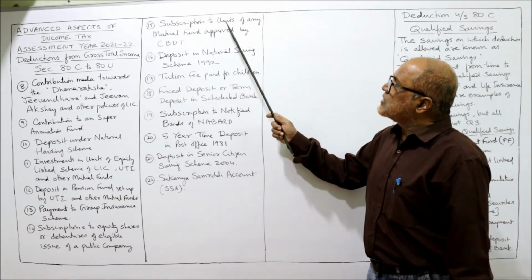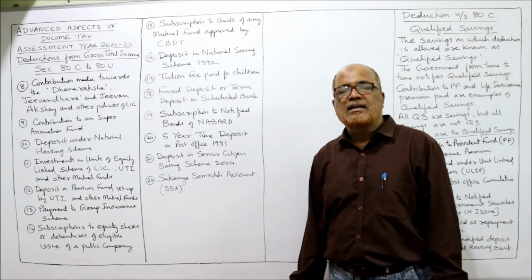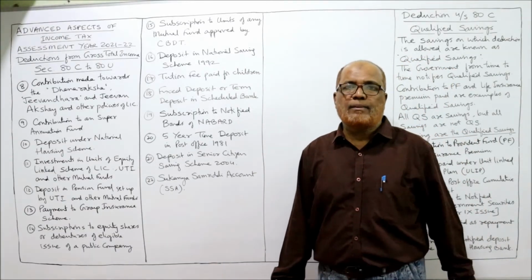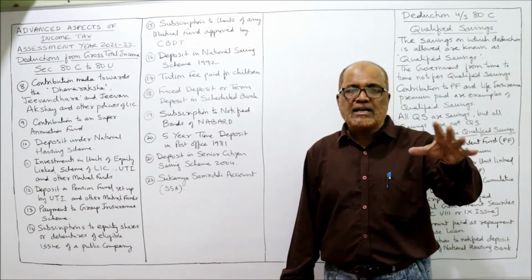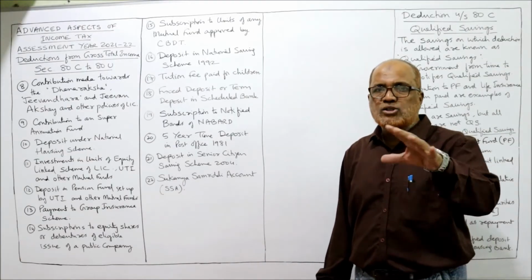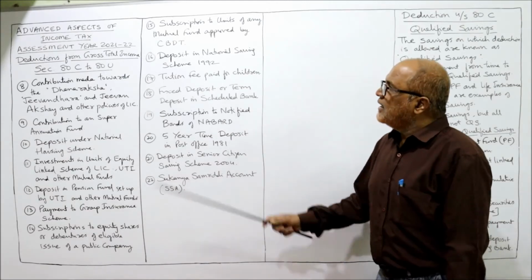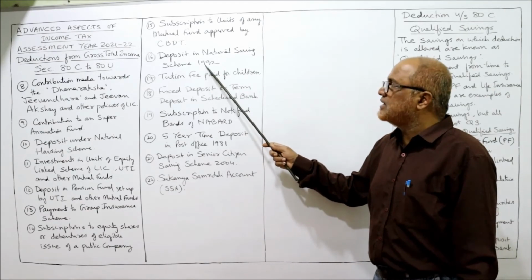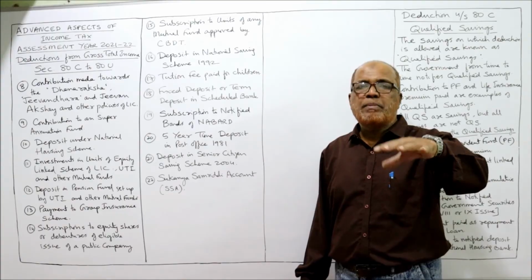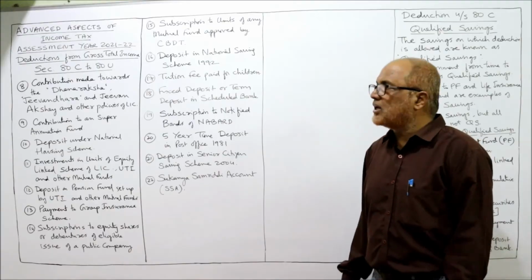Next one is subscription to units of any mutual fund approved by CBDT, Central Board of Direct Taxes. The CBDT will notify the subscription of units of any mutual fund. So until and unless CBDT has notified, that subscription will not be eligible. Once it is notified by CBDT, then the amount invested in mutual fund will also qualify. Next one, deposit in National Savings Scheme 1992. Tuition fees paid for children. If an SSC has paid tuition fees of the children, that will also qualify for deduction under section 80C.